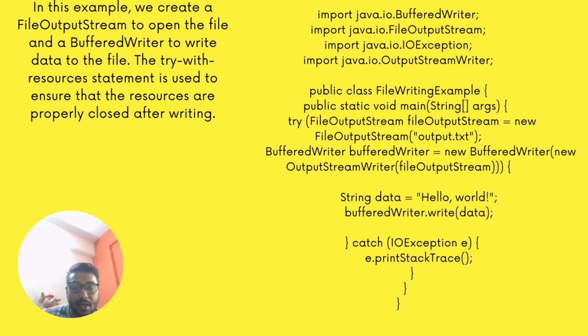First we are trying to open the file, so that's why we have used FileOutputStream. And then we are using BufferedWriter to write data to the file. BufferedWriter will basically write to that file, and try-with-resources ensures that the resources are properly closed after writing. So we are checking if it is properly closed after writing the string data hello world. Then we have an IOException there to check if something went wrong, and then we will get an input output exception.